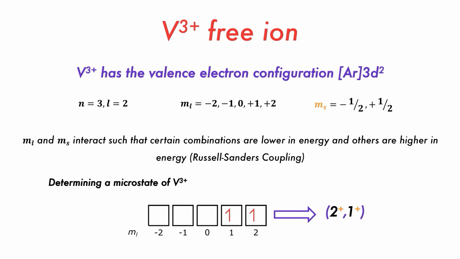We will represent this using the notation on the right, where the big number gives the m sub l value for the first electron, and the plus gives the m sub s value for the first electron. Then for the second term, since the ml value here is +1, the big number is 1, and it is spin up, so the value is going to be a plus.